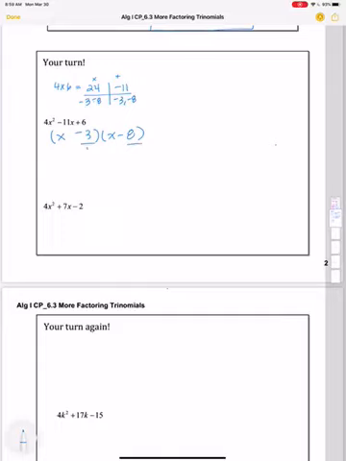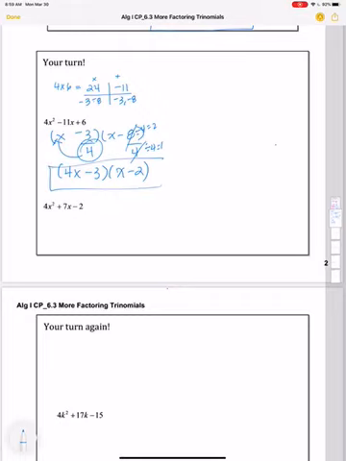Divide those numbers by 4. If they divide, great. If not, move it up in front. So this will be 4x minus 3, and this is x minus 2, because divide that by 4, and that's 1, and divide that by 4, and that's 2. So that's 2 over 1, which is 2. And there you have it.